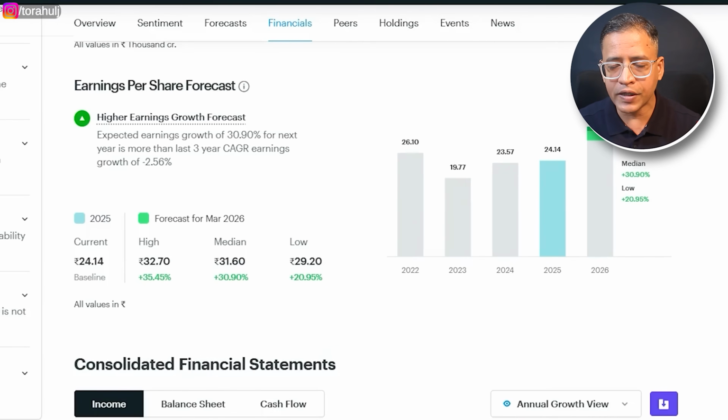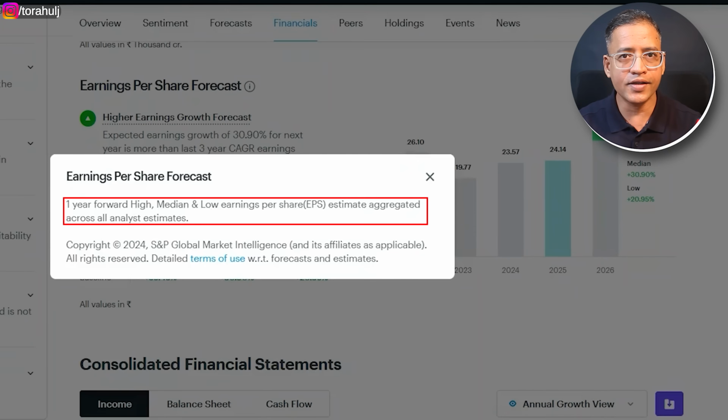Now, coming back to this particular company here, what you note here is that the earnings per share forecast depends on the analysts. So they have looked at various analysts and have aggregated the earnings per share forecast. It's just a forecast. It's not a guarantee, but I'll come to that in a minute.